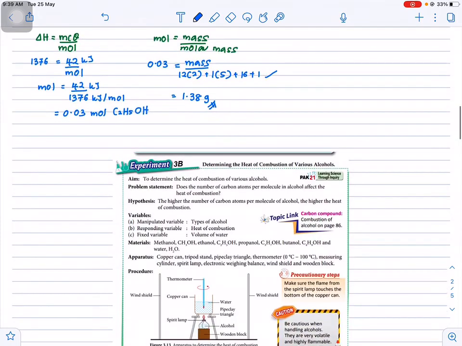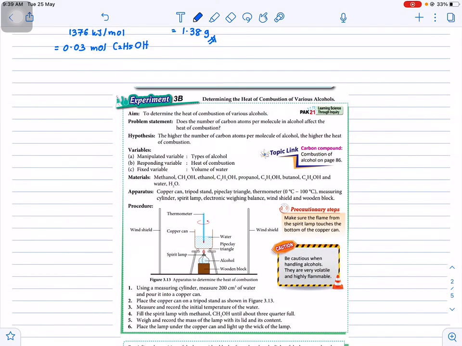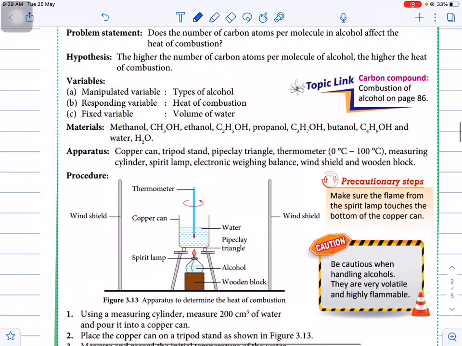Okay, so now I'm going to show you how this experiment is conducted in the lab. It is quite different compared to the other three heats of reaction, whereby for heat of precipitation, heat of displacement, and heat of neutralization, we're going to use the polystyrene cup as our main apparatus. So all the reactions will be conducted in the polystyrene cup, and we're going to mix up the reactants in the same container, in the same polystyrene cup.